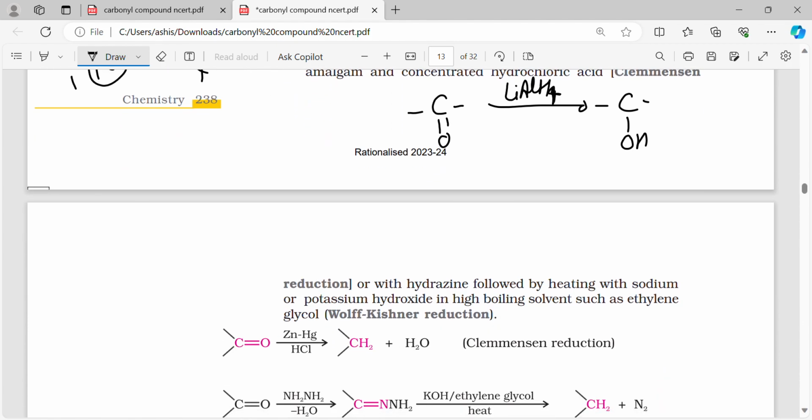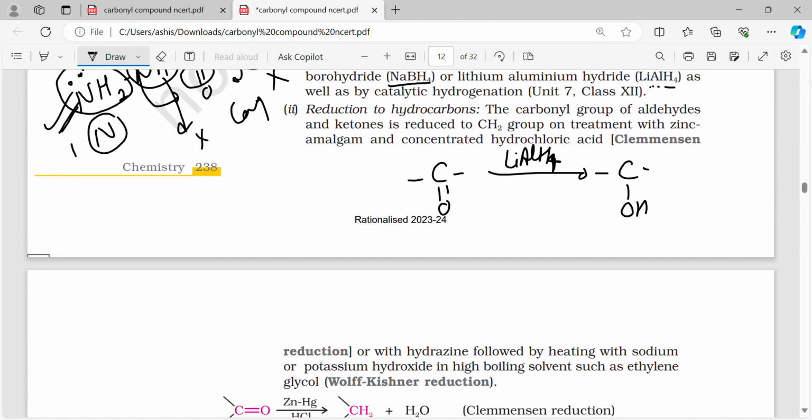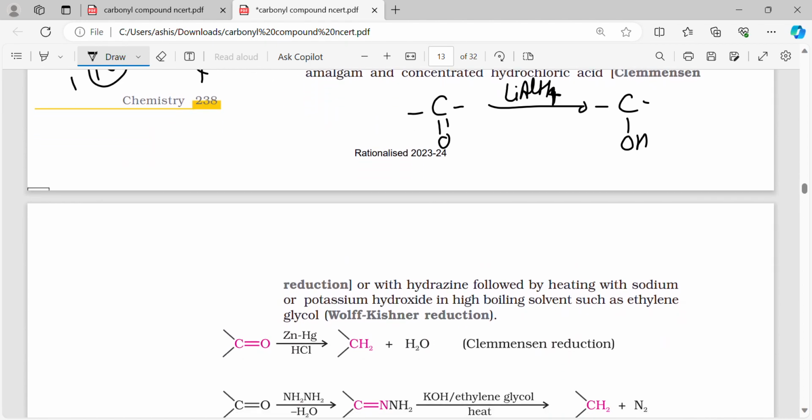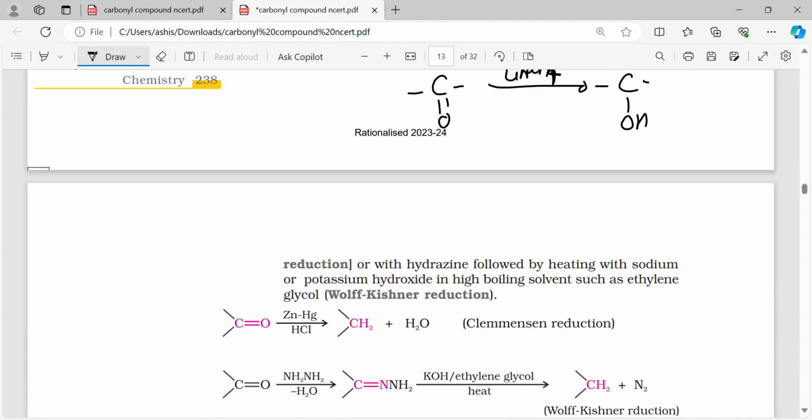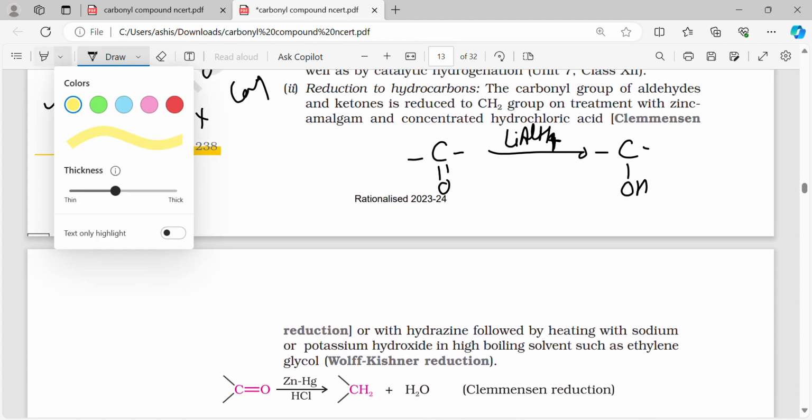If they react with a reducing agent like LiAlH4 or NaBH4 (sodium borohydride), they get converted into alcohol. Aldehyde gets converted into 1 degree alcohol and ketone gets converted into 2 degree alcohol.